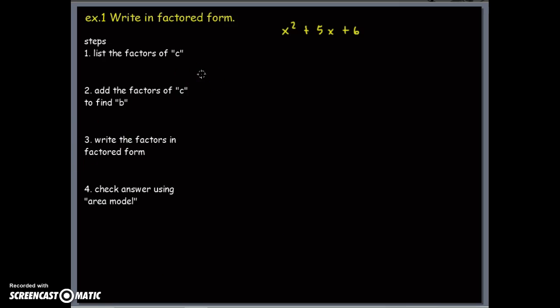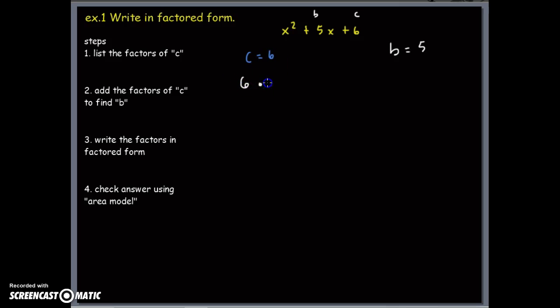Let's go ahead and get into example number 1. So the example is asking us to write in factored form, and you can see here we've got a quadratic in standard form. So our first step will be to identify c and b. So we know that c is 6, and we know that b is 5. We've got b right here, we've got c. And what we're going to do is list the factors of c. So we're going to list the combinations that multiply to give us 6.